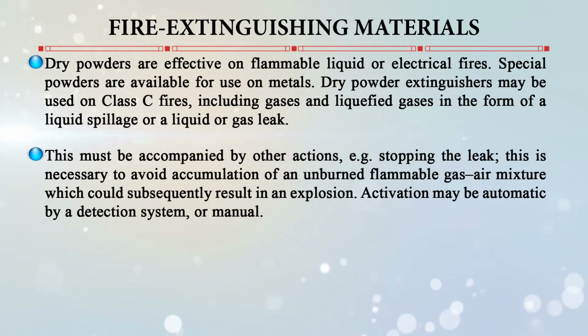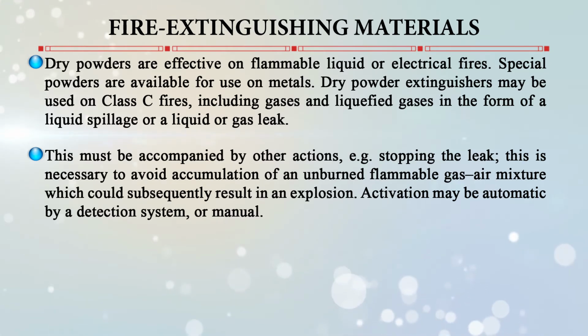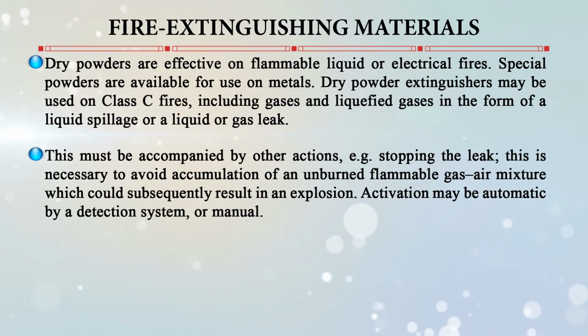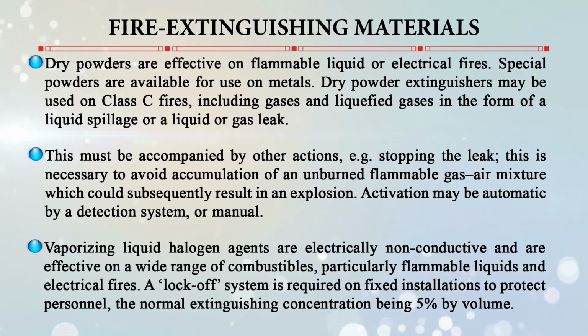Activation may be automatic by a detection system, or sometimes manual. Vaporizing liquid halogen agents are also electrically non-conductive in nature, and they are very effective on a wider range of combustibles, particularly flammable liquids and electrical wires. A lock-off system is also highly required on fixed installations to protect the personnel, where the normal extinguishing concentration used is 5% by volume.